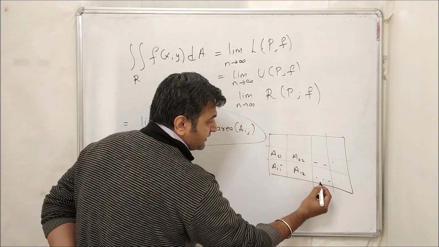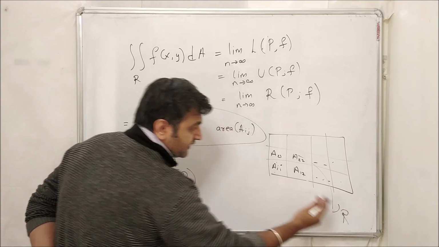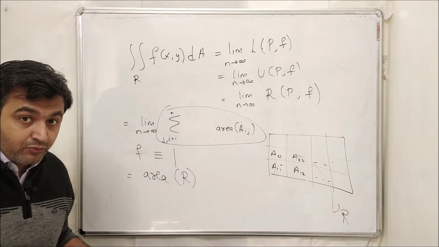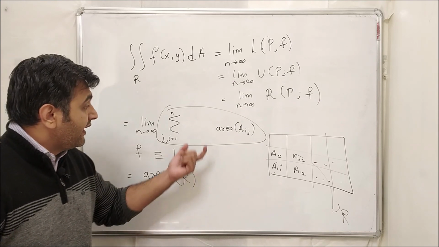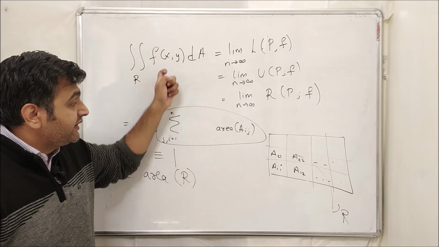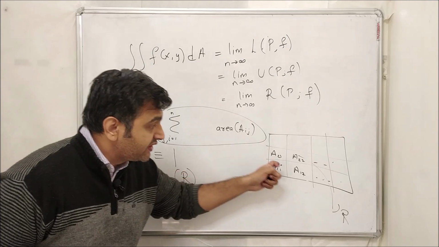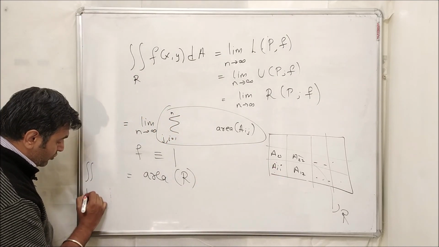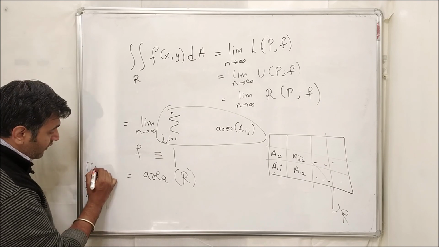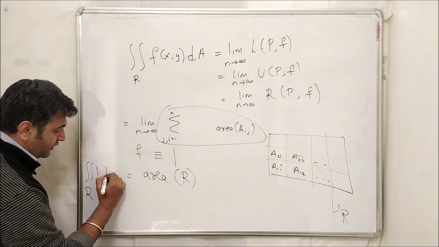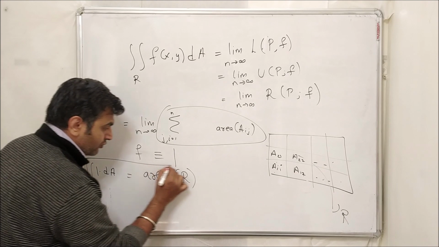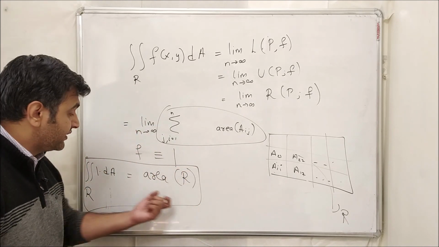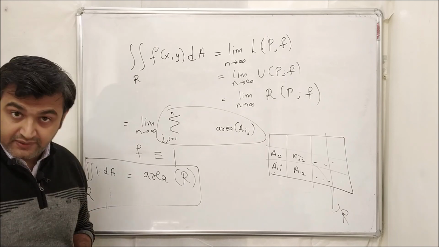What is my region R? In this case, this is my region R, the rectangle. So when I take the function to be the constant function 1, my double integration gives me nothing but the area of the rectangle. Therefore, the double integral over the region R of 1 dA is the formula that you will always see in any standard book: area is nothing but the double integration of the function 1.